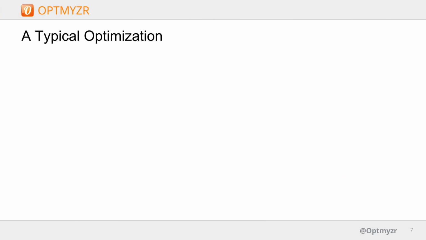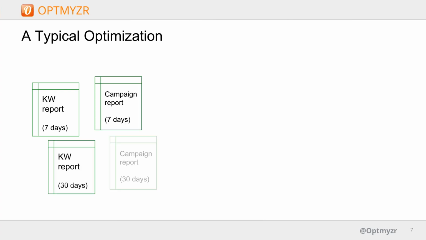Now, let's wrap up here before I go into the live demo with what a typical optimization looks like or should look like. And this is going to illustrate why we built the rule engine in the first place. So if you have a typical optimization, the account manager goes and spends 30 minutes downloading a bunch of reports. Google, unfortunately, doesn't have one report that gives you everything.